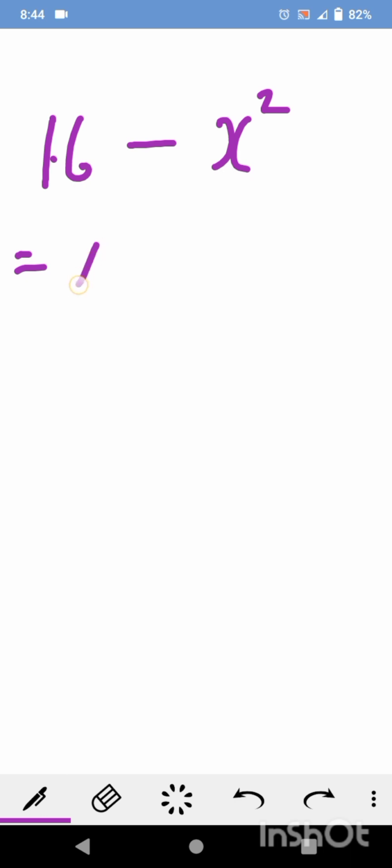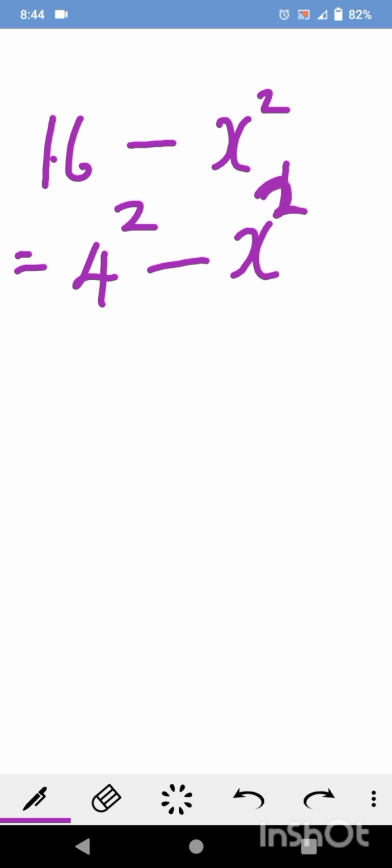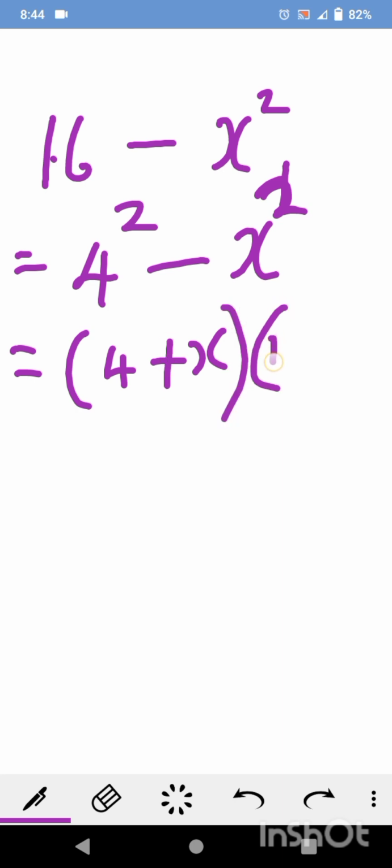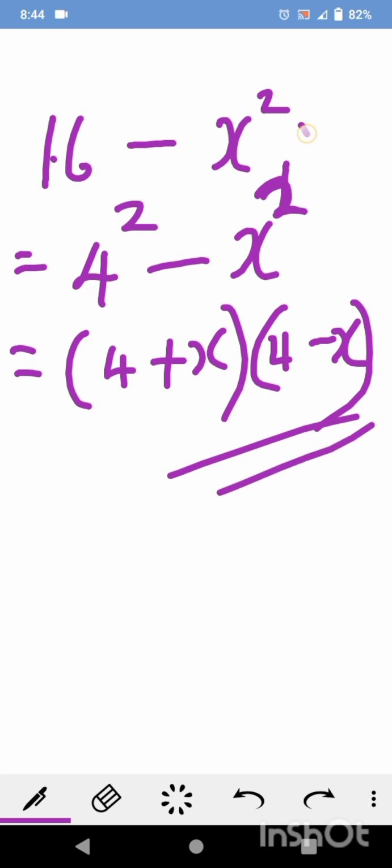Let's look at further examples. Let's say we'll have 16 minus x squared. All right, so we'll make 16 to be 4 raised to the power 2 as your a squared. This is already in squared form as your b squared. So this will now become 4 plus x, 4 minus x. So this is the factorized form of this.